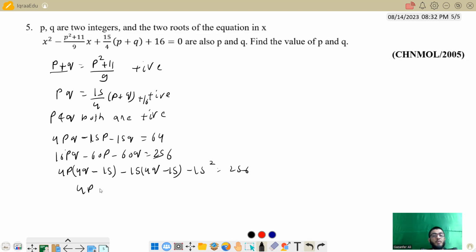So what we get is (4P minus 15)(4Q minus 15) is equal to 15 square plus 256. So 15 square is 225, right? So 481. Now, factors of 481. Is 481 a prime number? If not, what are the factors of 481?